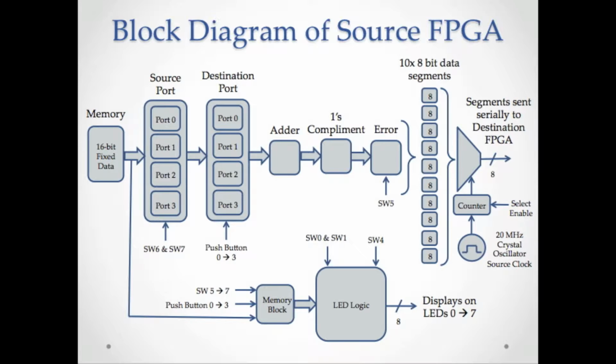Now this goes through an adder, it goes through a ones complement block, and at the end we have an option to introduce an error, which is switch 5 on the source FPGA board. Now the data gets broken into 10 8-bit segments, which go through a MUX and get sent serially to the destination FPGA board. We also have an option of viewing the data on the source FPGA board through our LEDs. We could use certain switches in various positions to view this data.